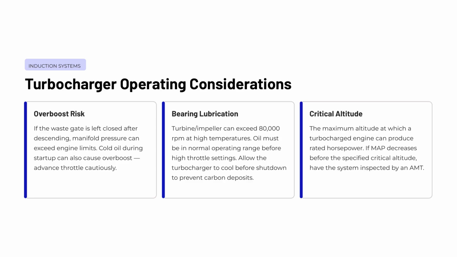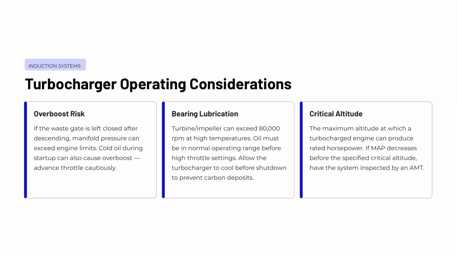When operating a turbocharged engine, there are three key considerations every pilot must understand to protect the engine and maintain safe performance. First, overboost risk. If the wastegate remains closed after a descent, manifold pressure can climb beyond the engine's limits, causing serious damage. Cold oil at startup is another overboost trigger. Always advance the throttle gradually until the engine reaches normal operating temperatures.